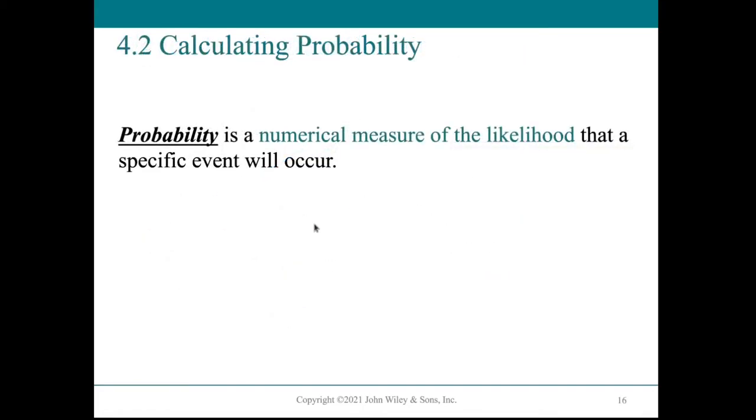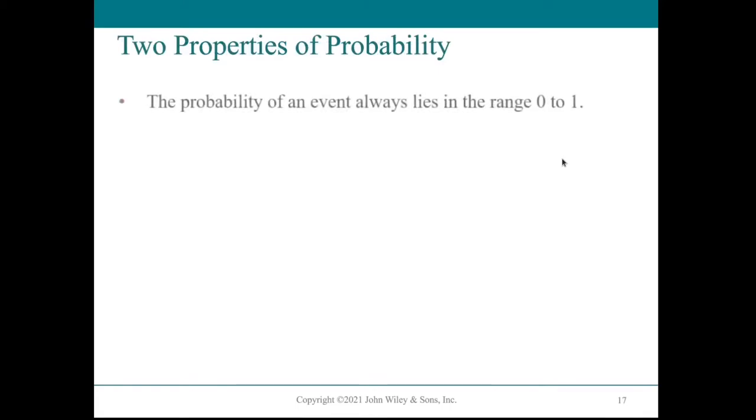Okay, now we have probability. Probability is the numerical measure of the likelihood that a specific event will occur. So take note, it's a numerical measure. We are assigning a numerical value, which is how likely a certain event will occur. So the probability of an event always lies in the range of 0 to 1.